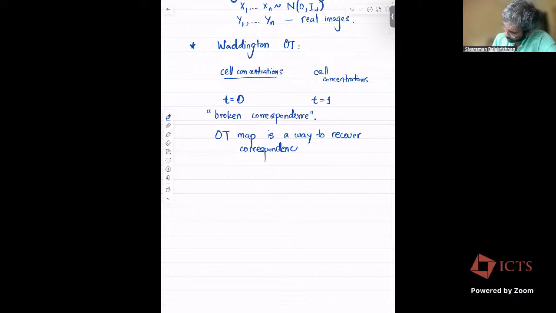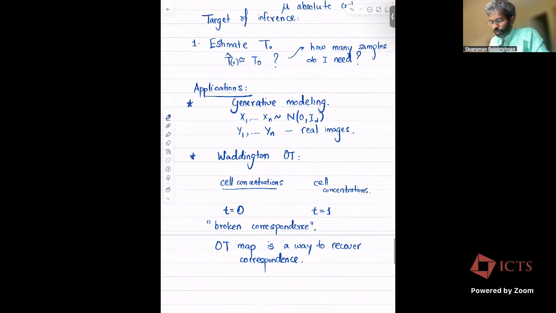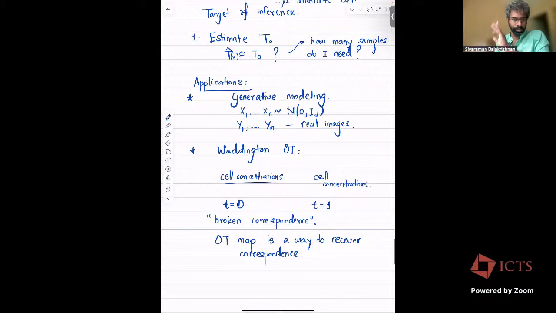Okay. I didn't want to make this deviation right now, but okay. The high level is, if you have samples which don't have a correspondence, but you would like a canonical way to define one and then study stuff related to it, then OT does give you such a way. So that's a case where you would actually care about recovering the transport map.